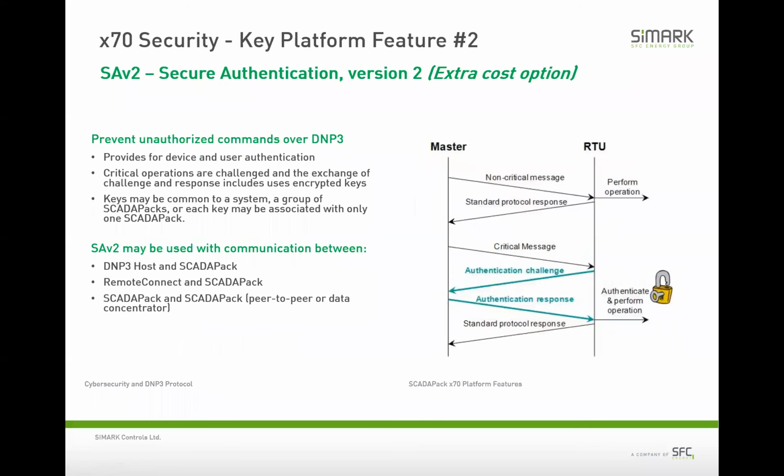A second key platform feature that carried over from the E-series SCADAPack is Secure Authentication version 2. This offers another opportunity for companies to limit access, making sure that the RTU is challenging any requests or commands that are coming in and comparing those commands with a known security key and rejecting commands that are coming in from an unauthorized source. So we can do device and user authentication using this protocol. We can make sure that if someone's trying to log on to an RTU or send a command to it, then people are challenged for credentials before commands are worked on.